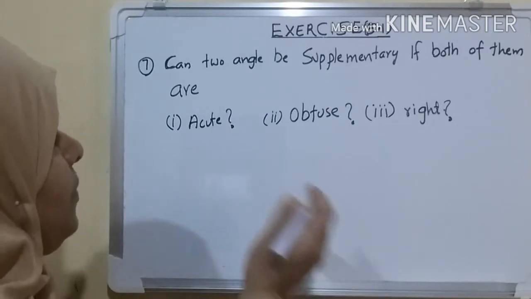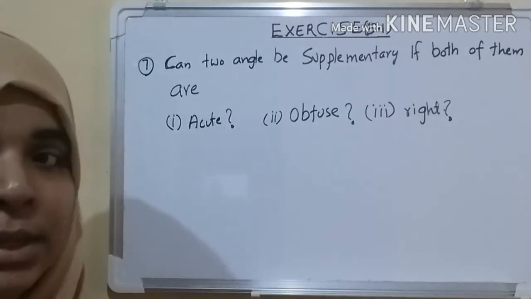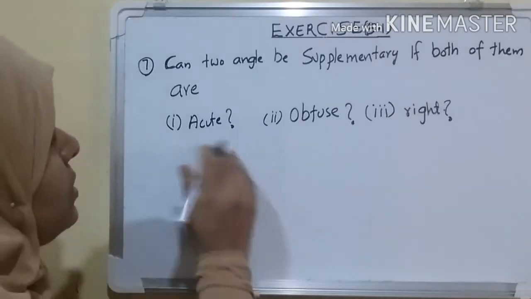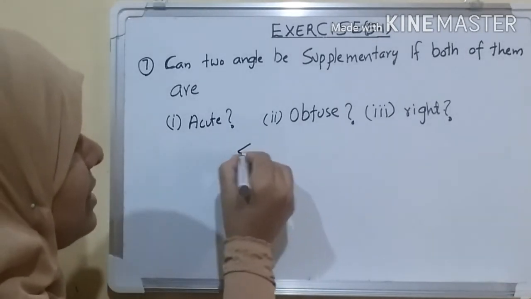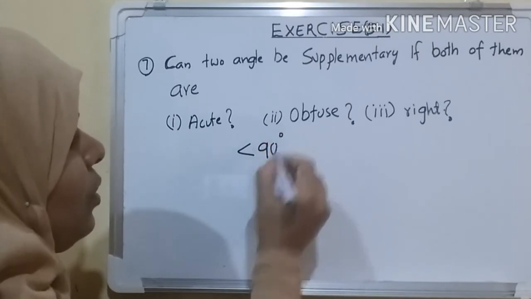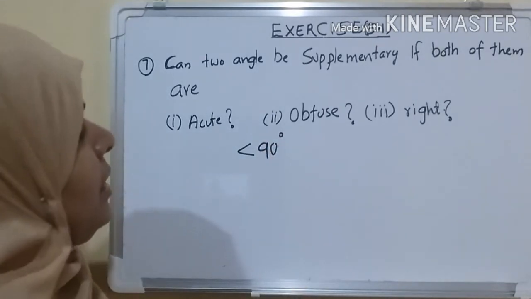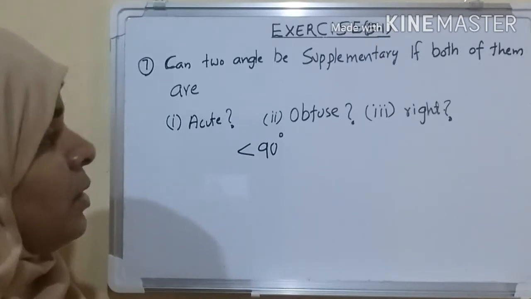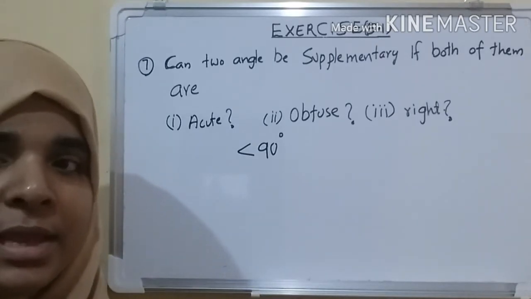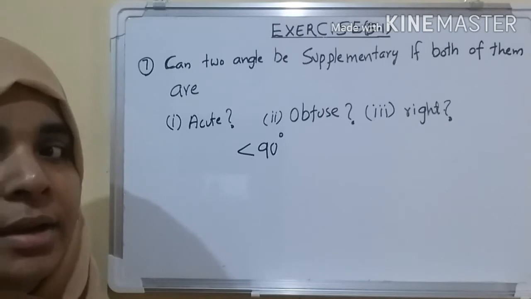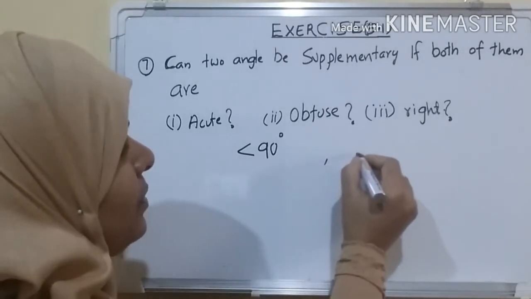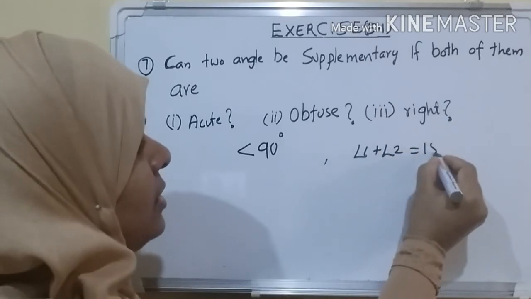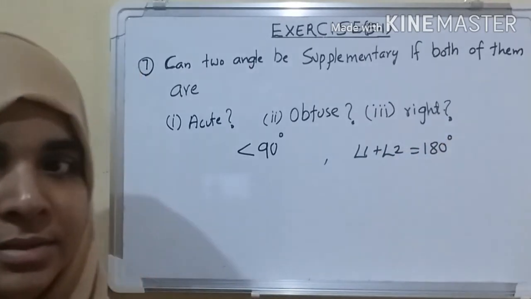Okay, we know that. What is an acute angle? Yes, acute angles are those angles whose measurement is always less than 90 degrees. Here we have to check if two acute angles make a supplementary angle. What is a supplementary angle? Yes, if the sum of two angles is 180 degrees, then those angles are called supplementary angles.